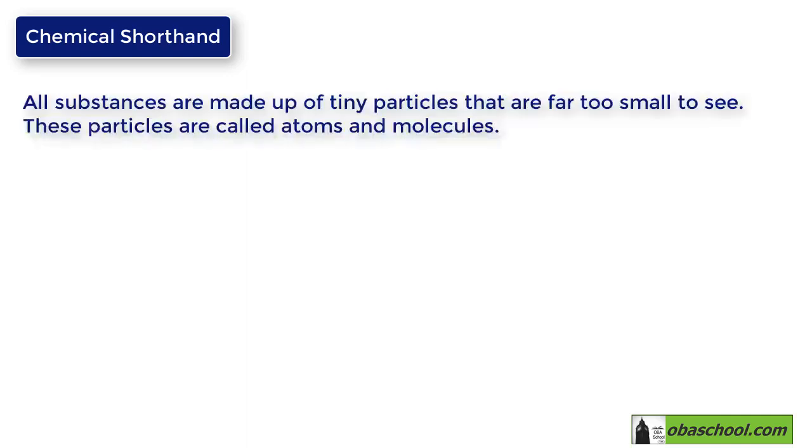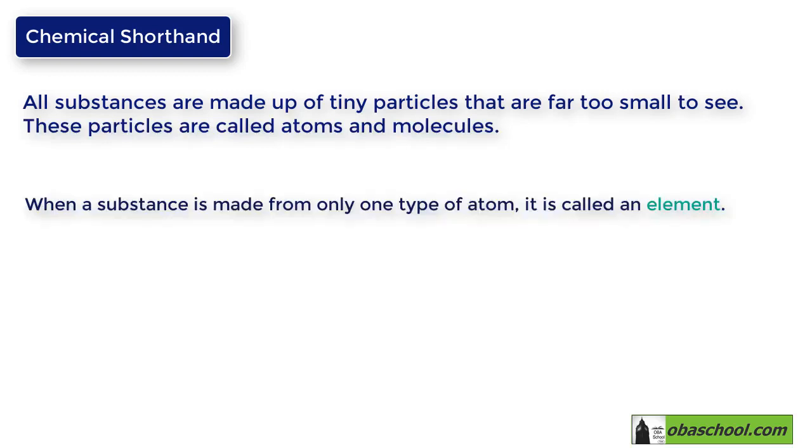We learned about word equations, and now we are going to see how we can represent atoms by symbols. As you know, all substances are made up of tiny particles that are far too small to see. These particles are called atoms and molecules. When a substance is made up from only one type of atom, it's called an element.